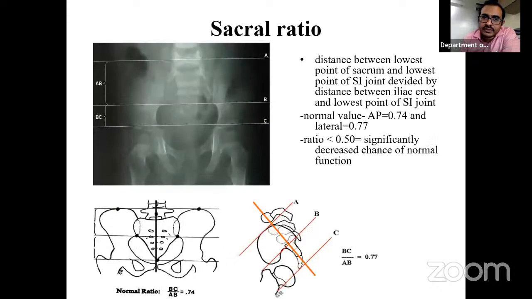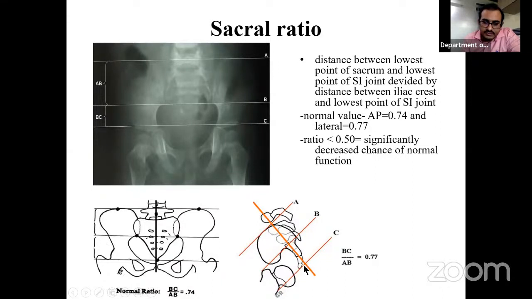As I said earlier, vesico-ureteral reflux is a very common anomaly seen associated with anorectal malformation. So this is the sacral ratio. We can see this on the AP X-ray. This is the iliac crest, and this is the lower part of the SI joint. Basically, this is the upper part of the SI joint, and this is the lower part of the SI joint, and this is the lower part of the coccyx.